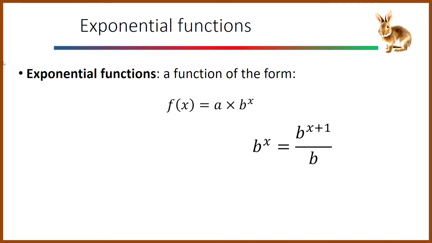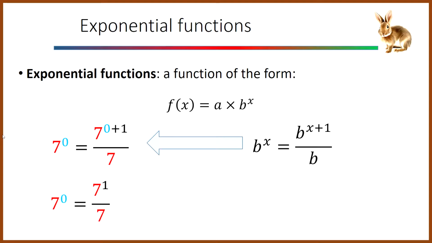We'll start by plugging in 7 for our base. We want to figure out what 7 to the 0th power is, so let's plug in 0 for x in this equation. We now see that 7 to the 0th power is equal to 7 to the 0 plus 1 divided by 7. We can now see that 7 to the 0th power will be equal to 7 to the 1 divided by 7. And of course, this is just 7 divided by 7, which equals 1.